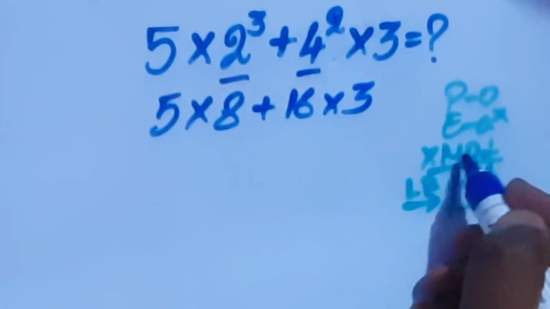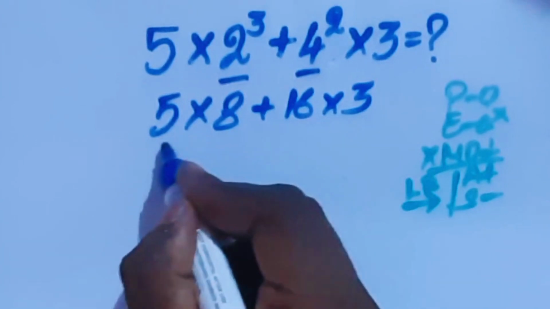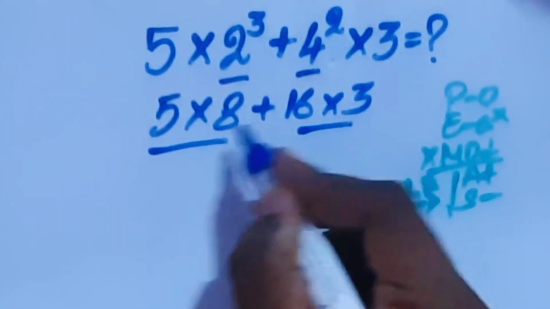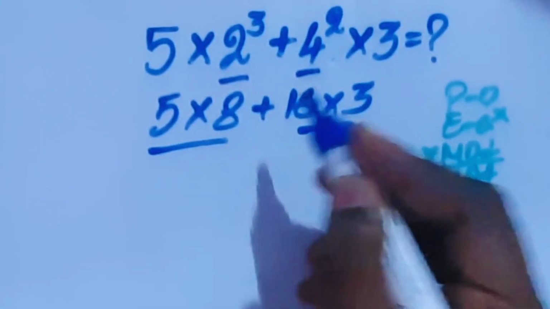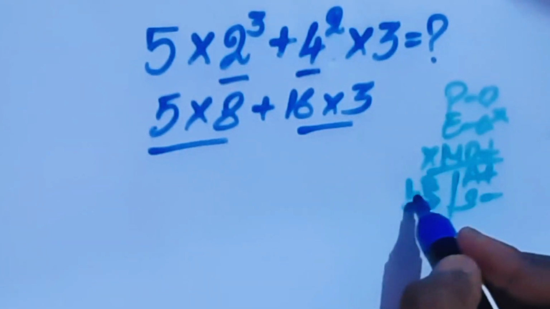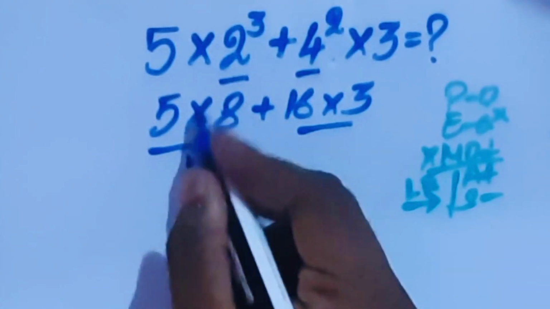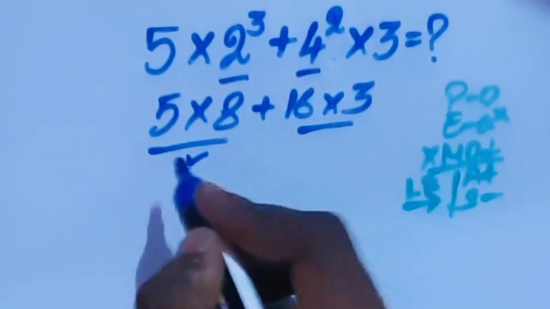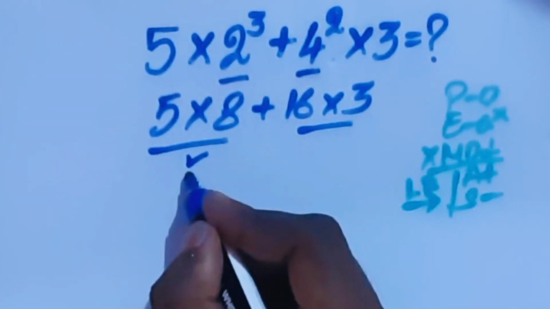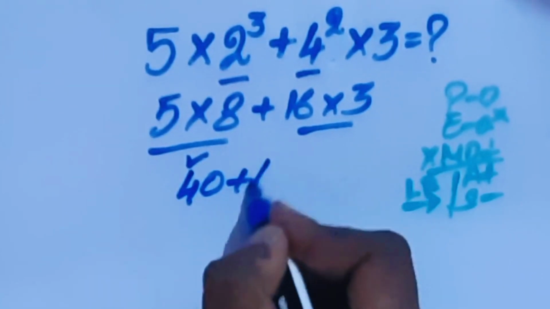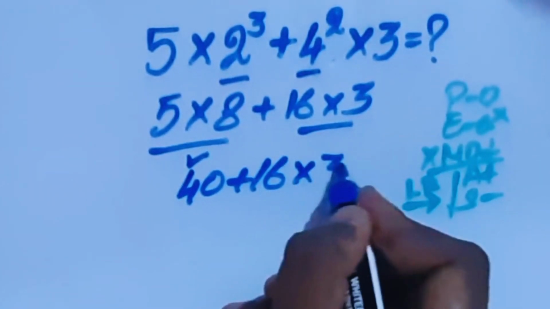The next priority is multiplication and division. Here we have multiplications only, so we have to do these multiplications before the addition. Here both are equal priority. For equal priority, we have introduced left to right. Here left to right is this one, so we have to do this first. Next this one. So 5 times 8 is 40, plus 16 times 3.